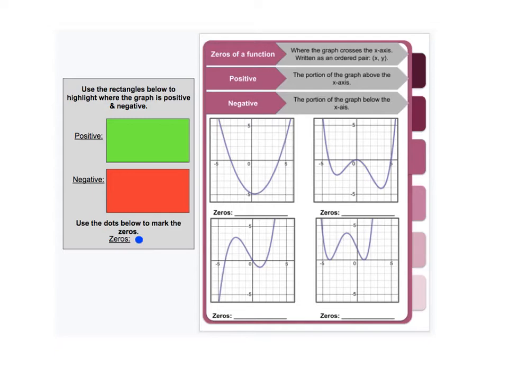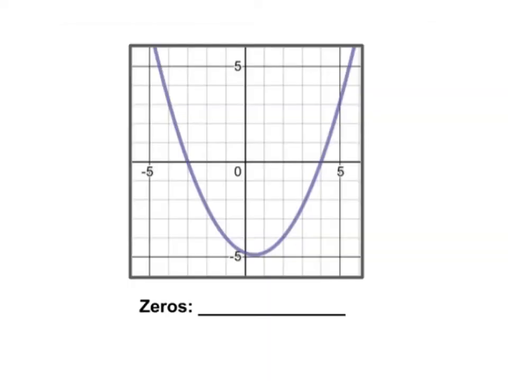On your slide right now, the positive and negative squares are clickable and draggable, so you can drag them to cover. Also, the 0 point is draggable. And you're going to go ahead and type in your zeros, the coordinates of them, underneath as well. All right, my first graph. We need to find our zeros.